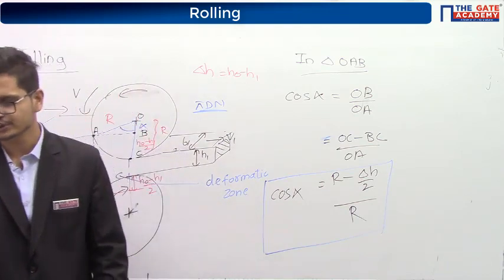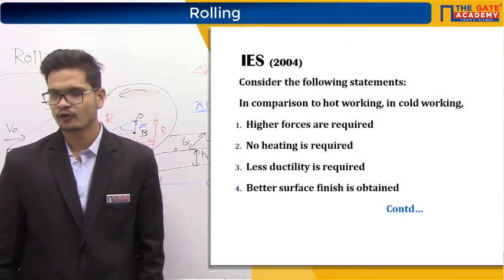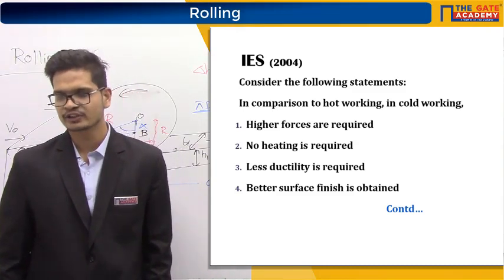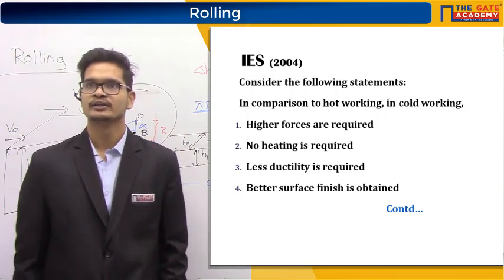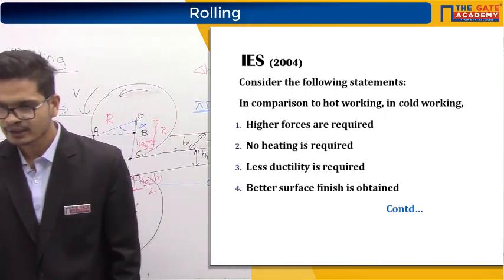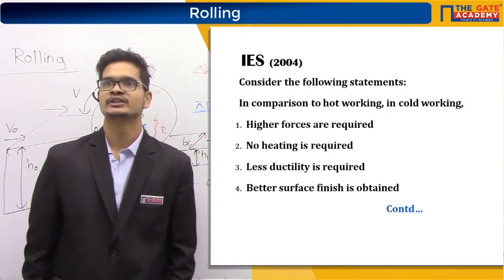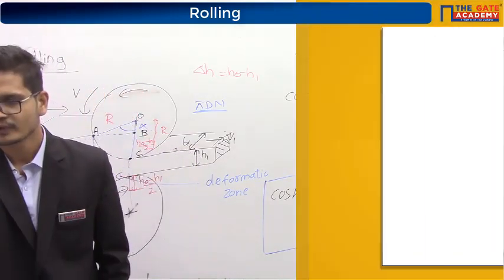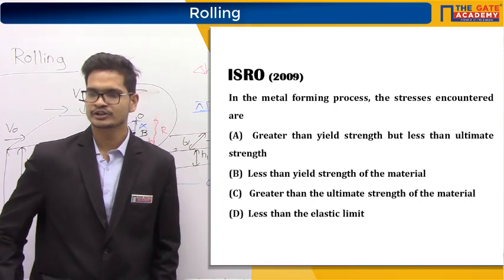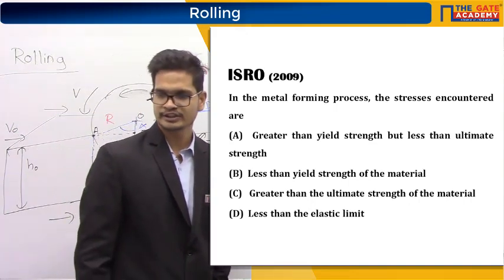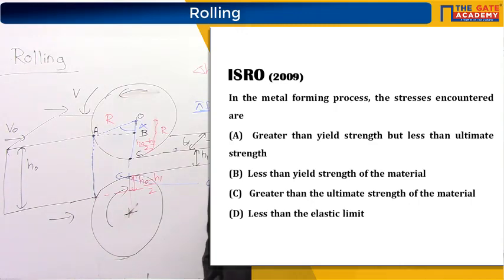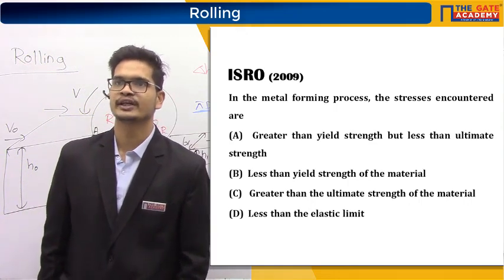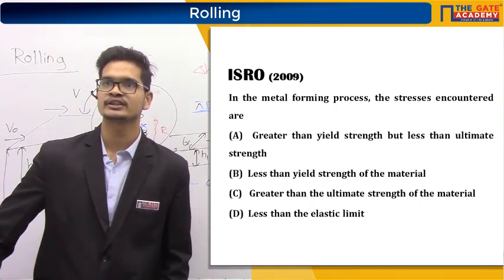Okay, understood, Visesh? So, 2004 IES, in comparison to hot working, cold working requires higher forces, no heating, less ductility, better surface finish is obtained. Option B is saying higher forces, no heating and better surface finish. Yes, option B is the right answer. ISRO 2009, in metal forming process, the stresses encountered are greater than the yield strength but less than the ultimate, less than yield, greater than ultimate, less than elastic. Option A is the right answer, right guys?